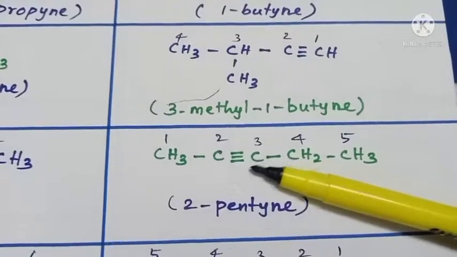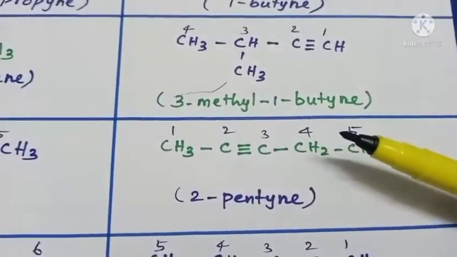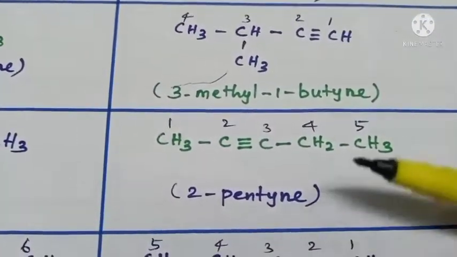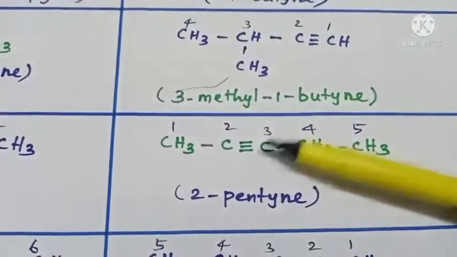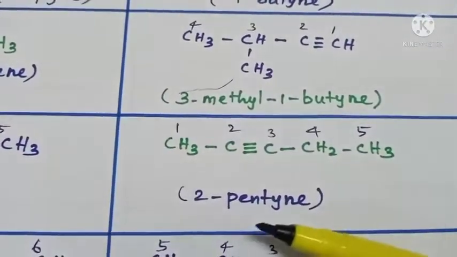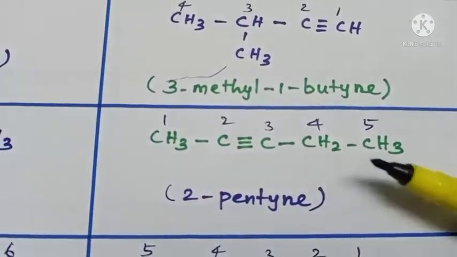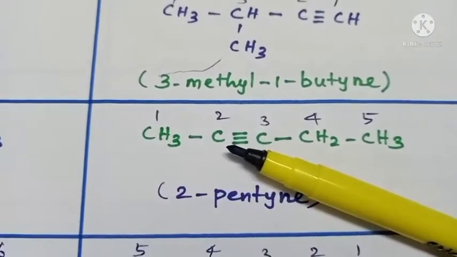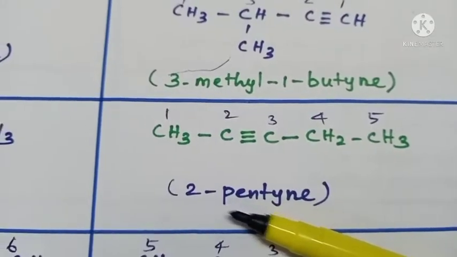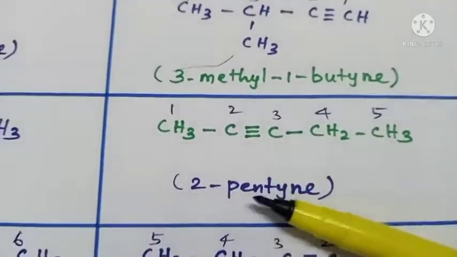Then look at the next one. This is the acetylene portion, C triple bond C. Right side ethyl group, left side methyl group, so this is ethyl methyl acetylene, the common name. For the IUPAC name, there are 5 carbon atoms in total, so it is a pentyne derivative. We have to proceed numbering in a forward direction, then only the triple bond will get the least number 2. So the triple bond is at carbon number 2, and it is called 2-pentyne. Common name is ethyl methyl acetylene; IUPAC name is 2-pentyne.